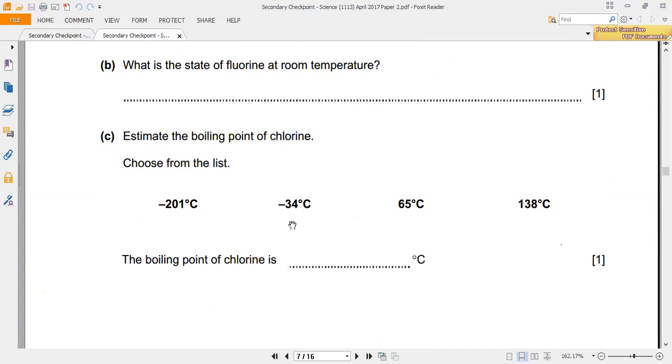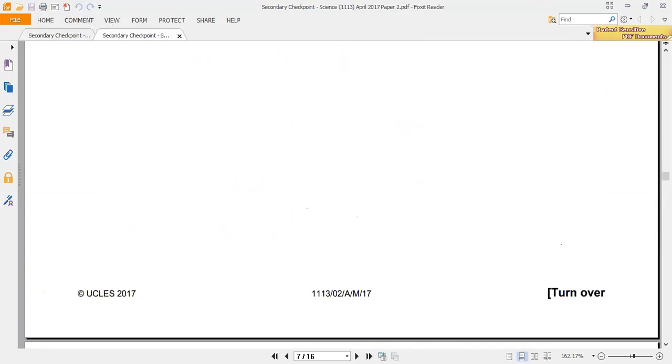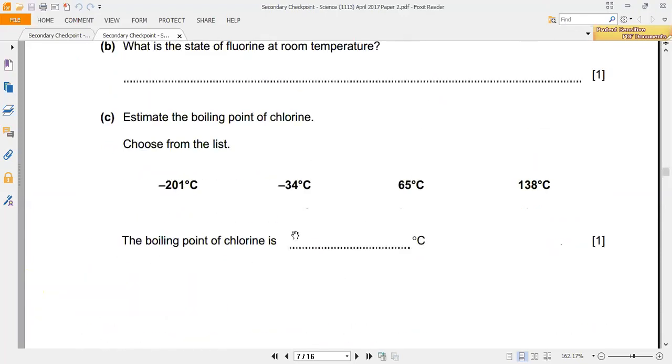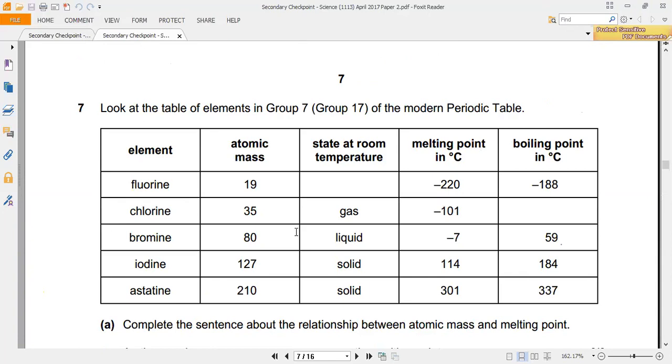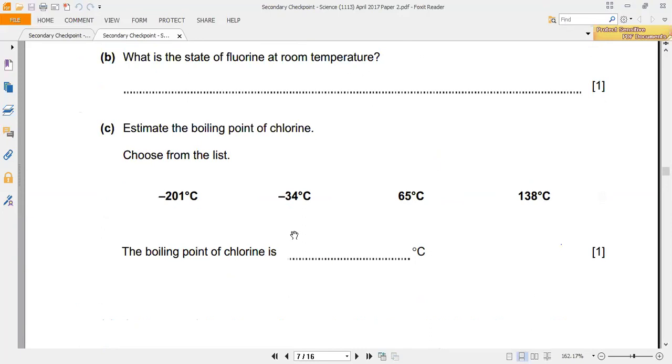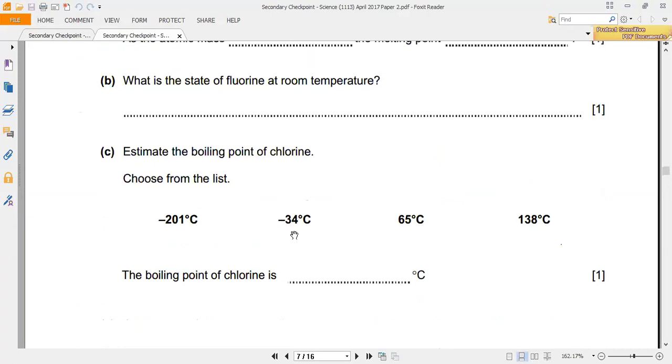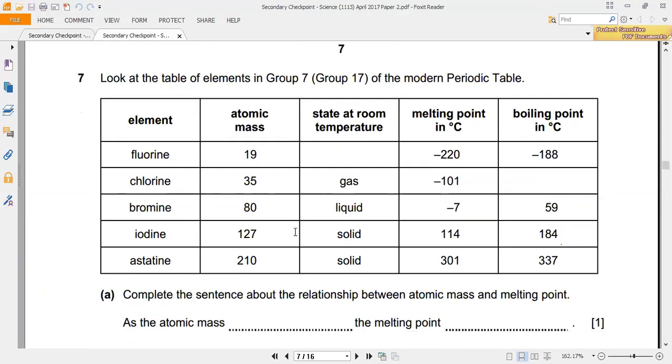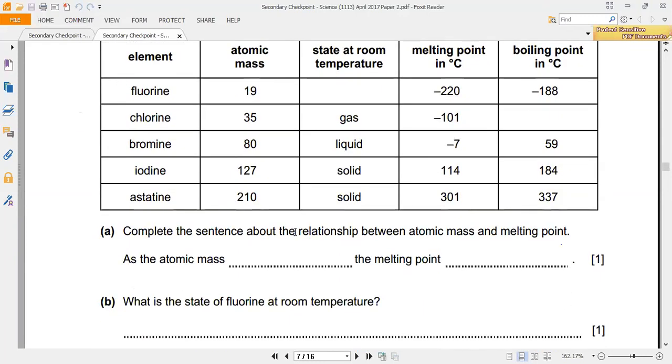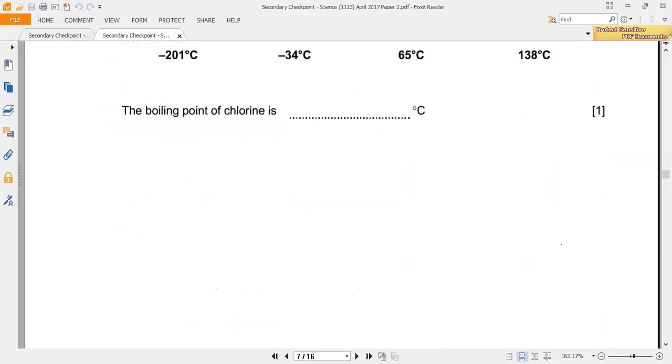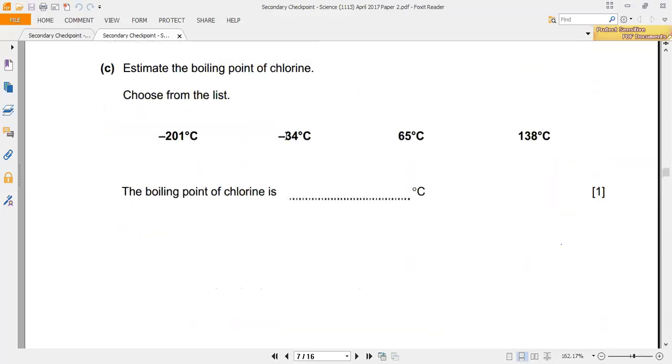He gave it to you already. Of course, minus 34. Why? Because it's between minus 188, which is fluorine, so it will not be minus 201 at all, because it's less than this number. And of course, it will not be 65 or 138, because those are more than the boiling point of bromine, which comes after chlorine in the group. So it's in between both of them, and the accepted valid marking point or the accepted answer is minus 34 degrees Celsius.